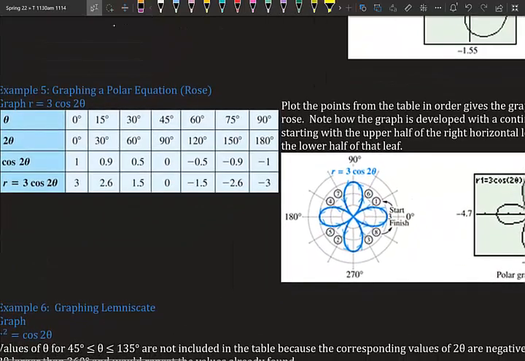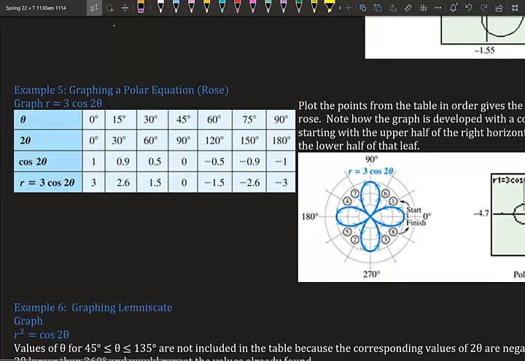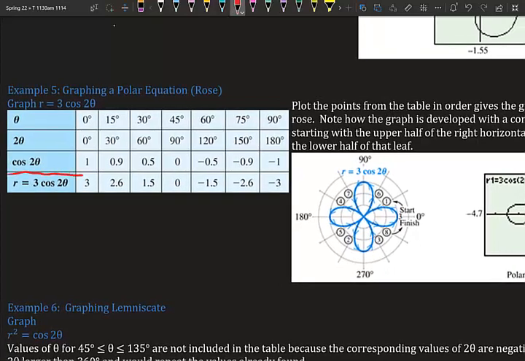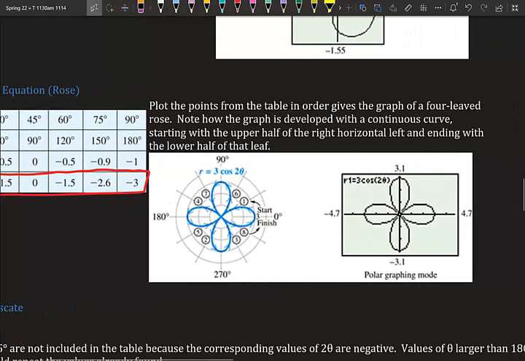Alright, so this is what a rose would look like. r equals 3 cosine 2 theta. So this would be the final answer. If you plugged in 0, 15, 30, 45, 60, 75, 90, these would be your actual r values. So you plot the points from the table, and when you connect them, it gives the graph of a 4-leafed rose.